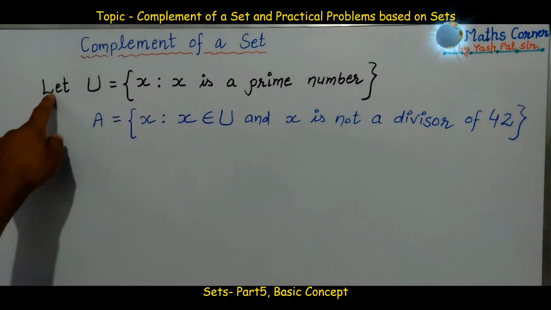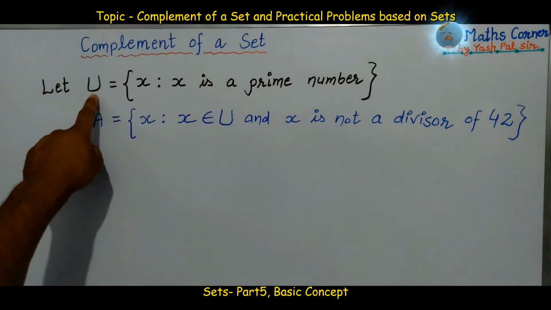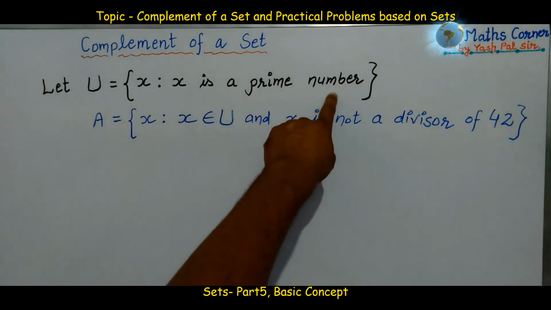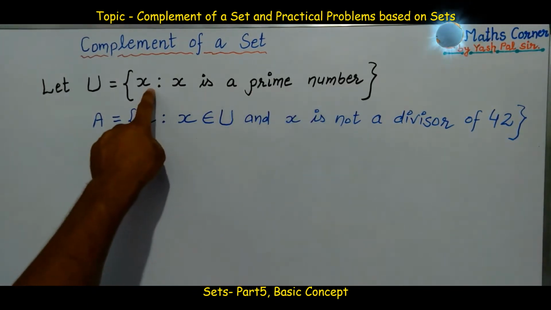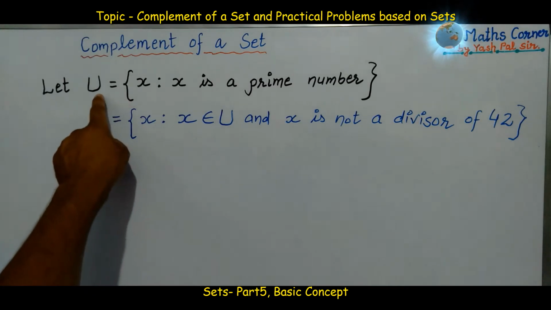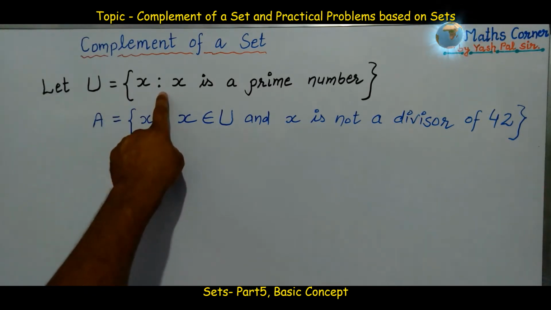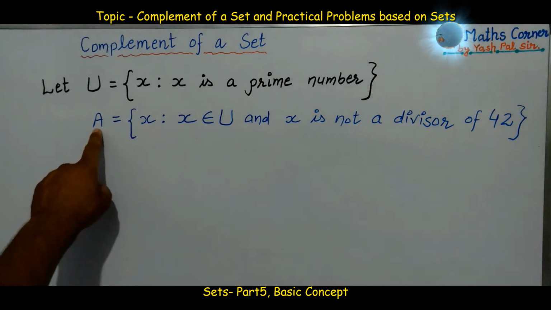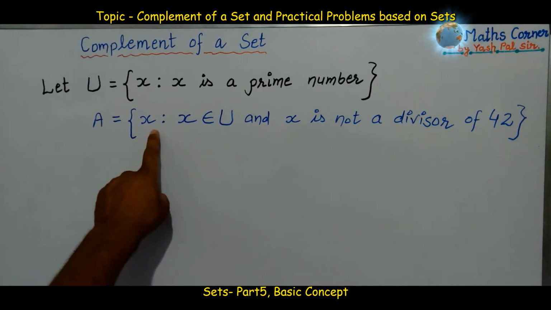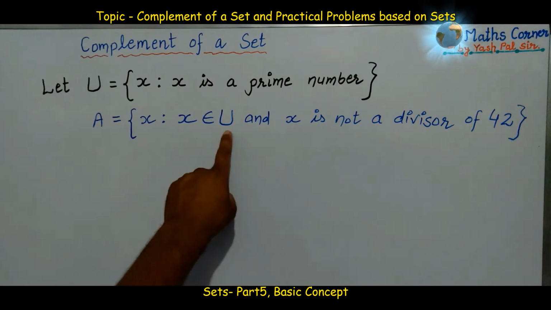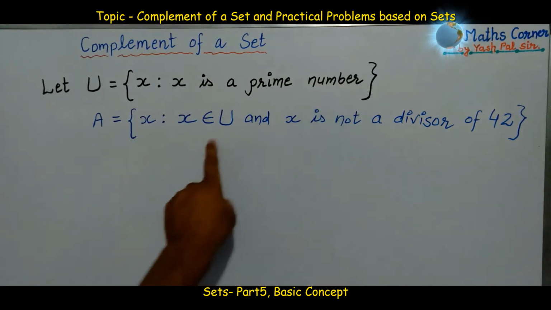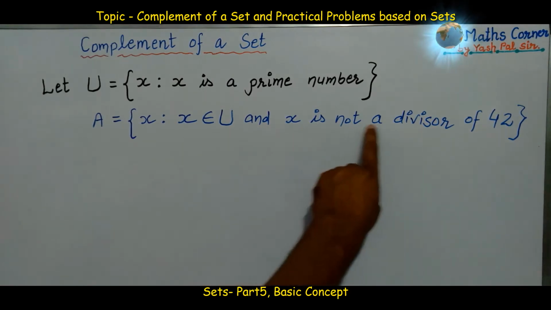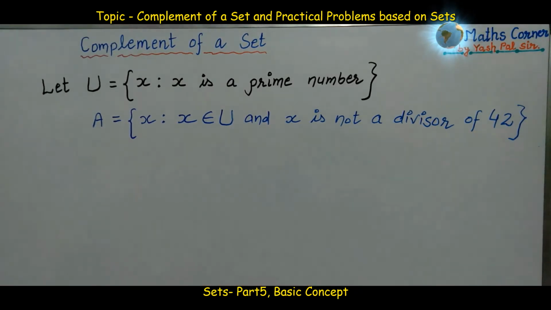To understand the concept of complement of a set, let us have one example. Suppose U is the universal set, and this universal set consists of all the prime numbers. In set builder form we write: universal set is equal to x such that x is a prime number. Next, the set A is equal to x such that x belongs to the universal set, and one more condition is given here: x is not a divisor of 42.